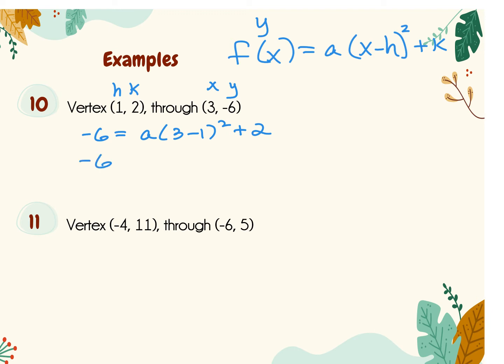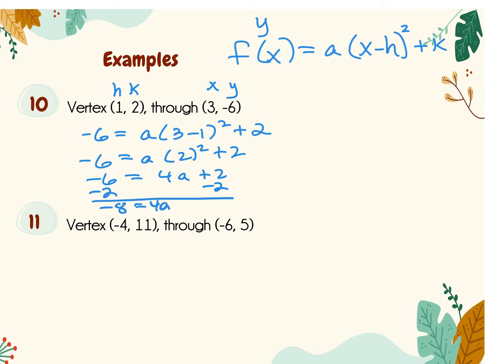I'm going to simplify the parentheses. This will become 2 squared. Then it becomes 4a plus 2. Then I can move the 2 over. I get -8 equals 4a. I'm going to divide by 4, and a equals -2.